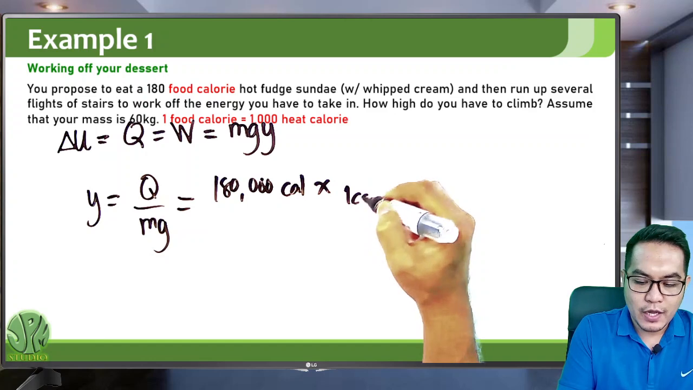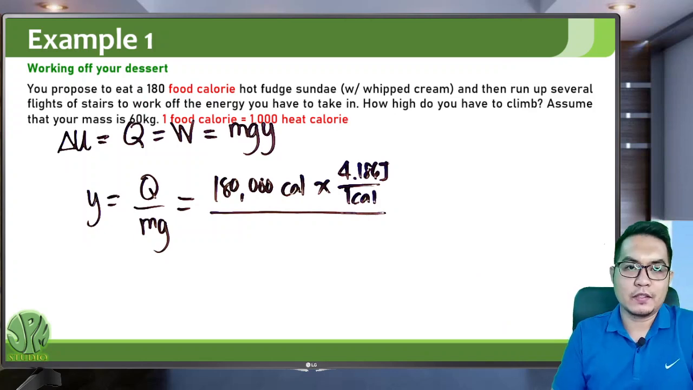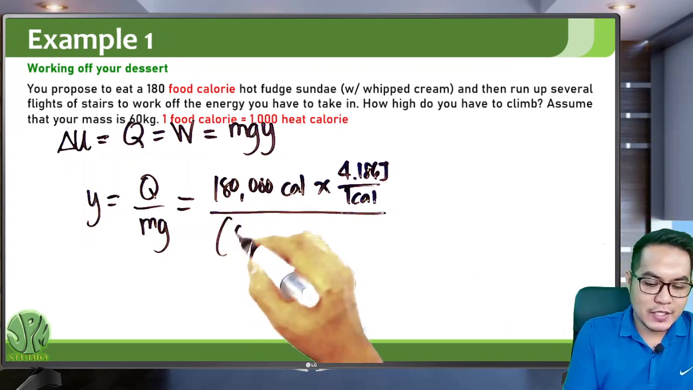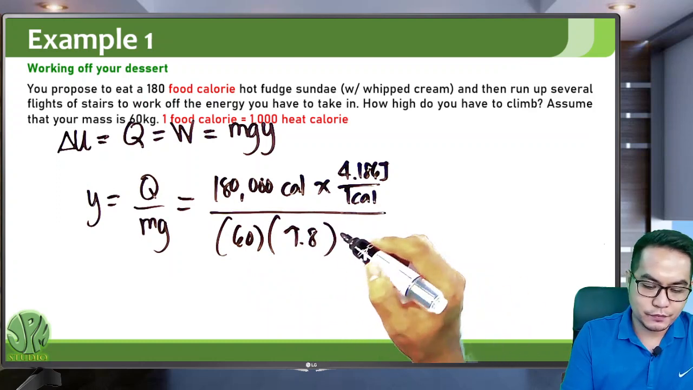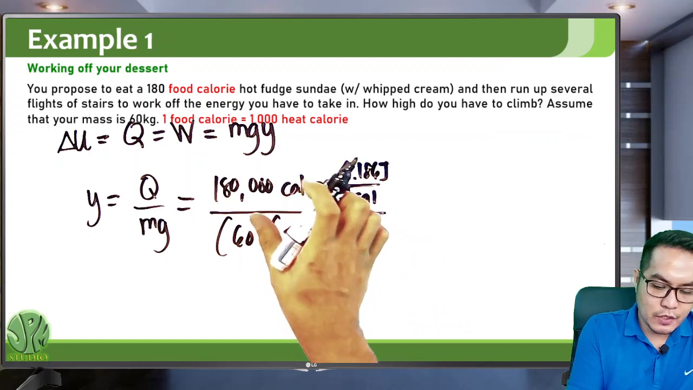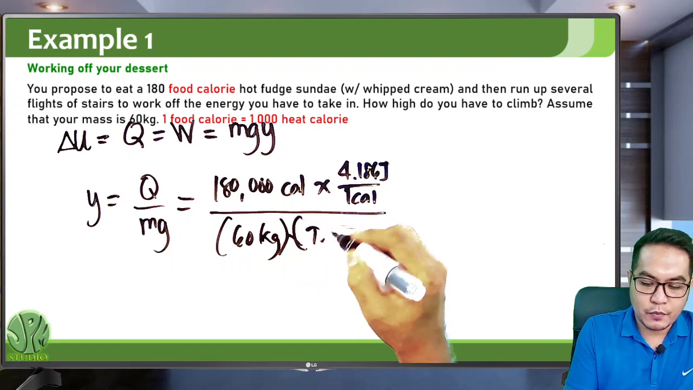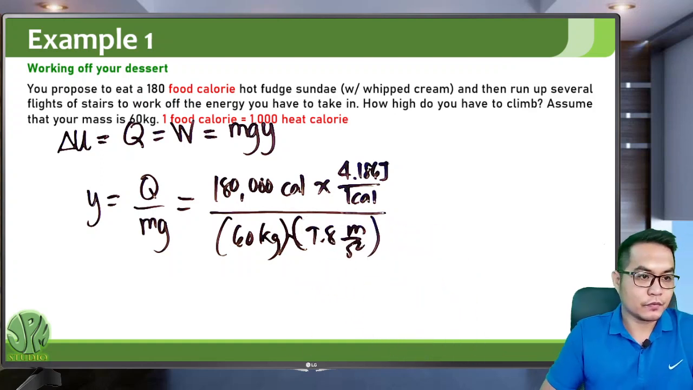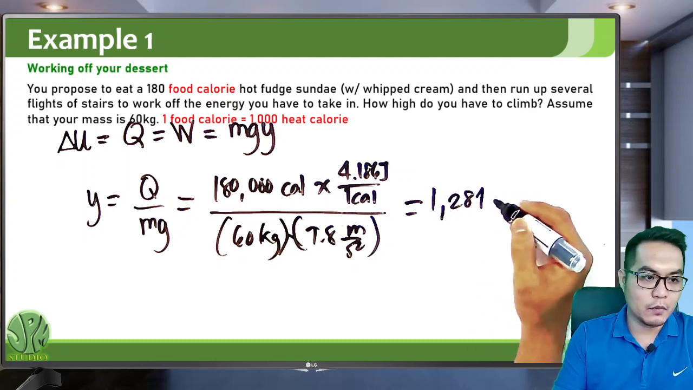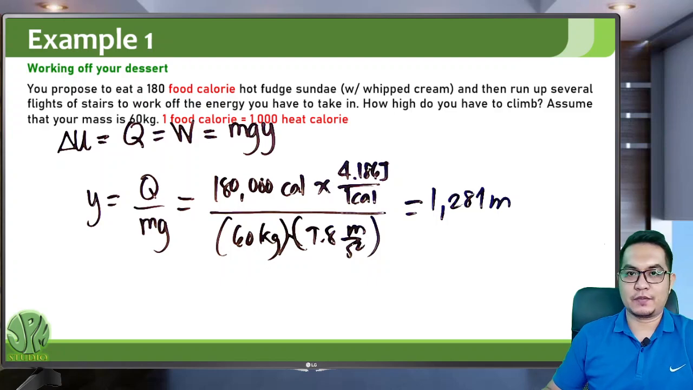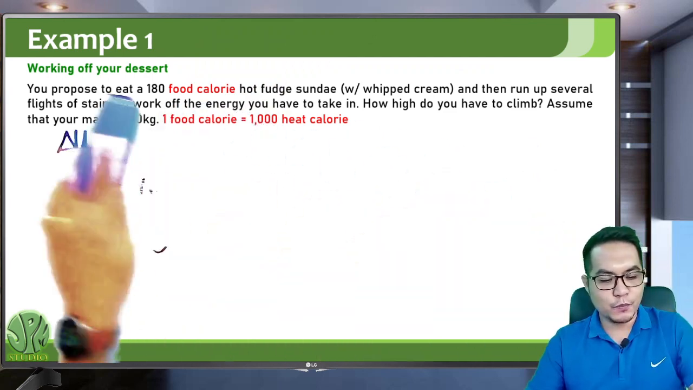So 1 calorie is 4.186 joules. That's your Q. Your mass is 60 kilograms. g is 9.8 meters per second squared. So 60 kilograms times 9.8 meters per second squared, and you will get a value of 1,281 meters.